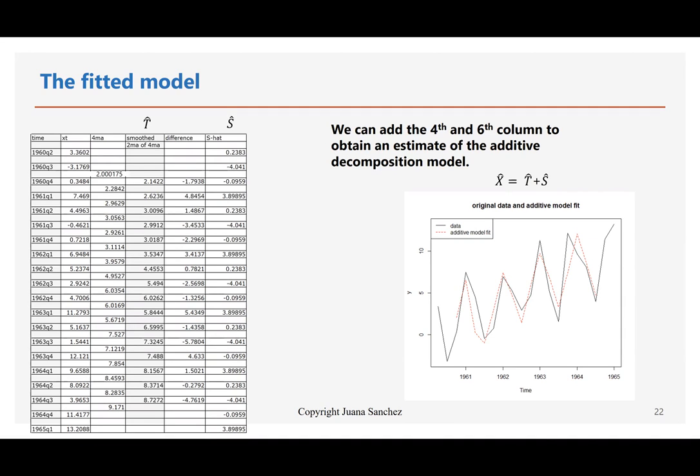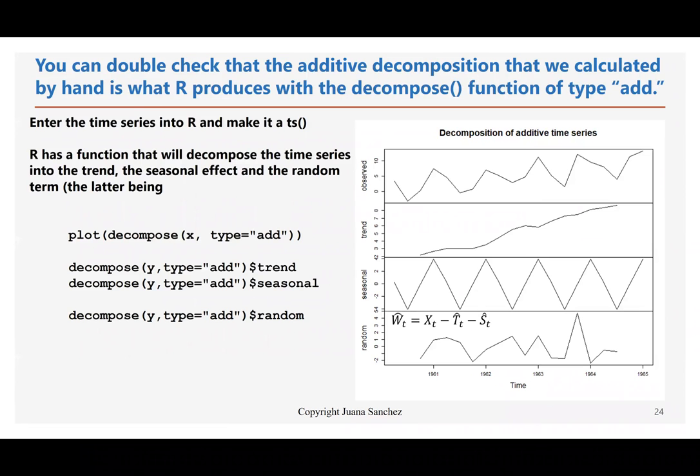So the model fitted is the red line. And as we can see, it's not too bad. Everything that we have done for this simple example could be repeated by you by entering the time series into R, making it a TS object, and then using these R commands to obtain the plot, the trend, the seasonal, and the random component. That way you now have 4 time series: observed, trend, seasonal, and the random, which will be the difference between the observed and the estimated X hat.